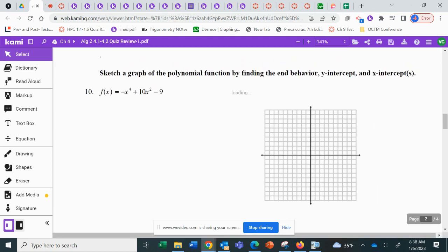Okay, so number 10 says that we're going to sketch this polynomial function, and we're going to do it by finding the end behavior, the y-intercept, and the x-intercepts. If we need our calculator past that, then we'll go to our calculator, but we're going to start with just that information. Okay, so we'll start with end behavior.